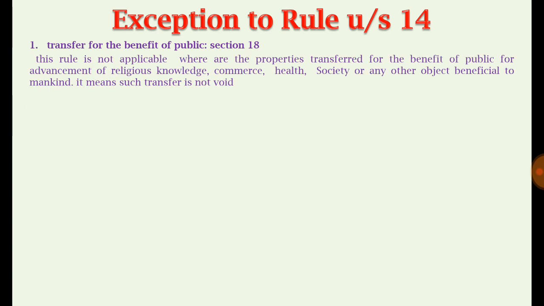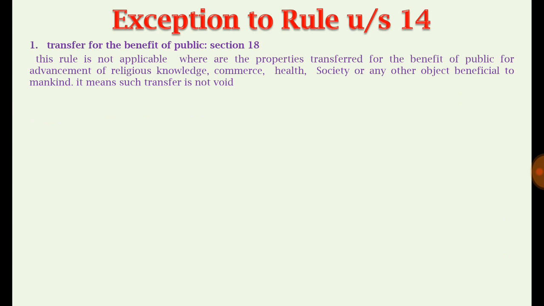So even if any transaction provides for that, it can be invalid. For that there are certain exceptions. This rule is the rule against perpetuity. It means it does not allow transfer of property by making it inalienable for an indefinite period, but there are certain exceptions. First is the transfer of property for the benefit of the public at large.